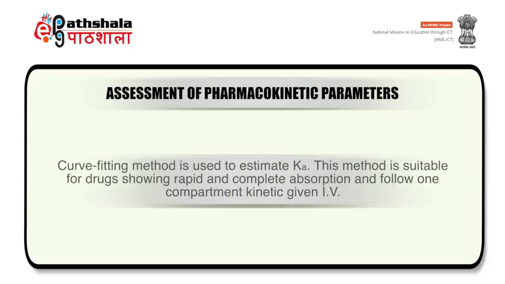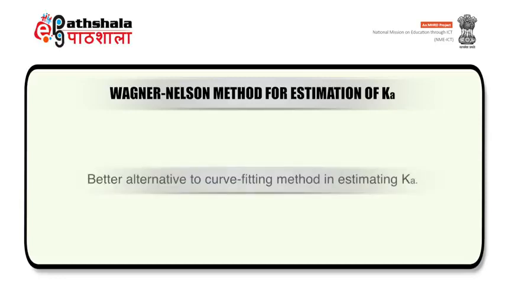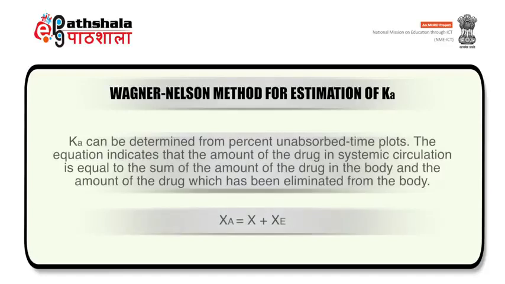The curve fitting method is also used to estimate Ka, and this method is suitable for drugs showing rapid and complete absorption and following one compartment kinetics after an IV bolus dose. Another method for estimation of Ka is the Wagner-Nelson method, which is a better alternative to the curve fitting method. Ka can be determined from percentage unabsorbed time plots.